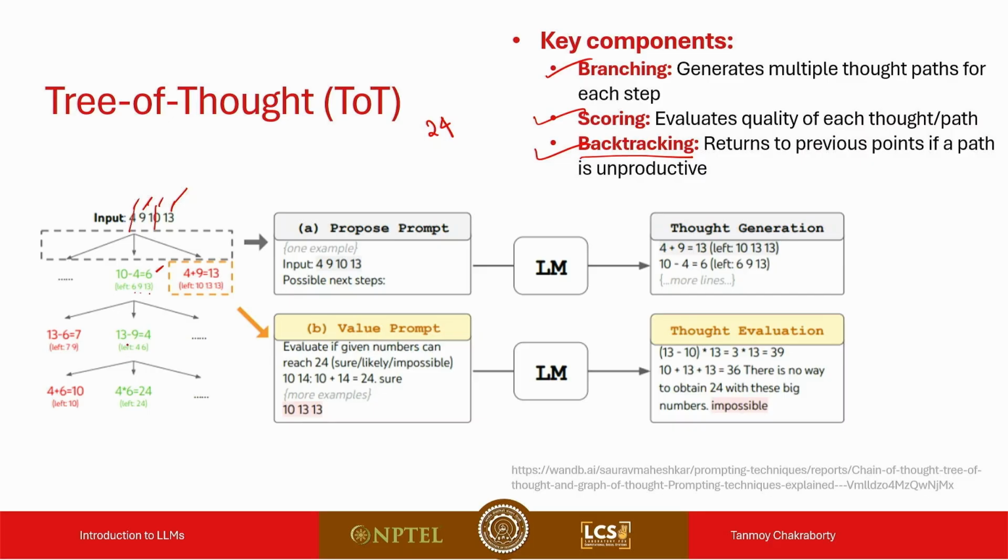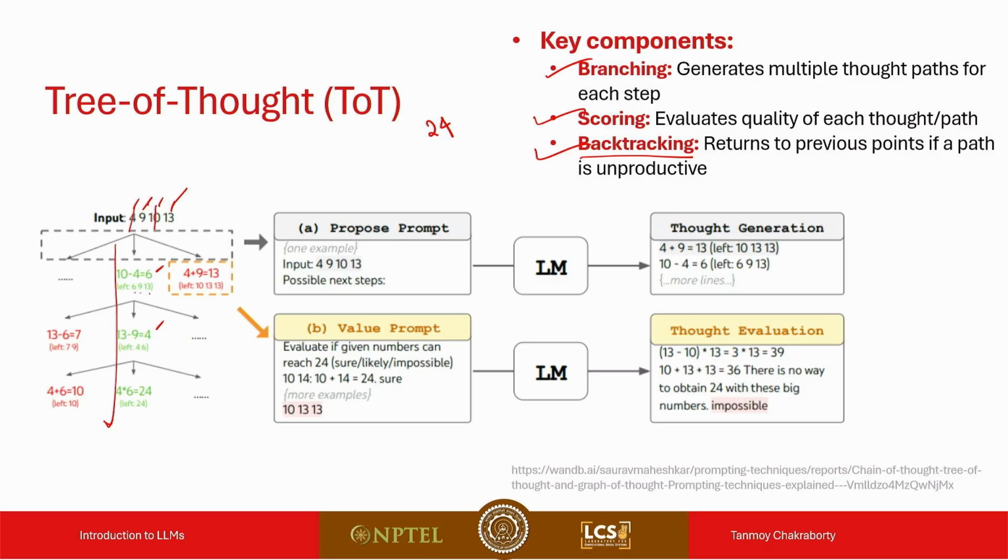Now the next step can be again subtraction: 13 minus 9, which will result in 4. So what are the numbers which are left? 6 and 4. The next step can be 4 times 6, which will result in 24. Now this can be one successful branch. You can also think of other branches. For example, you can say that, okay, I start with 4 plus 9, which will produce 13, and then you further branch out this thing.